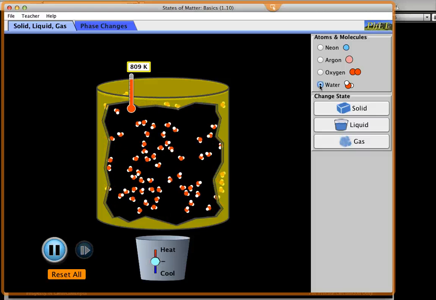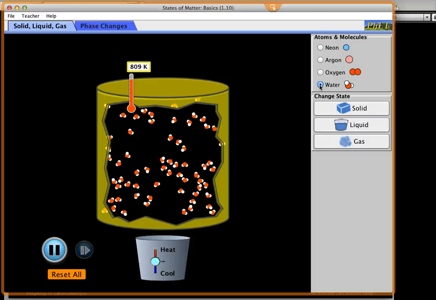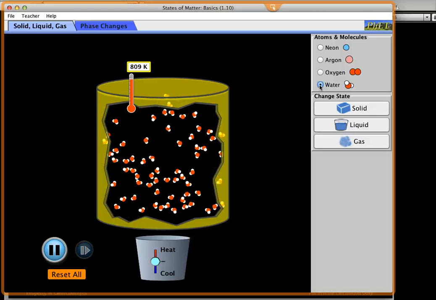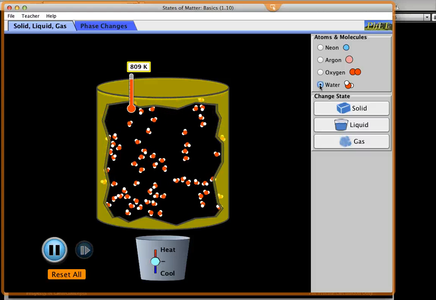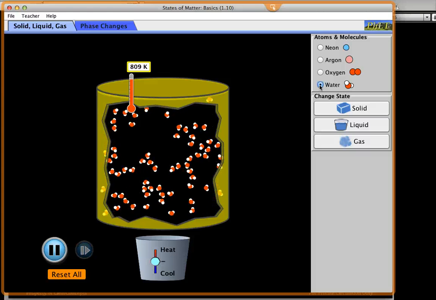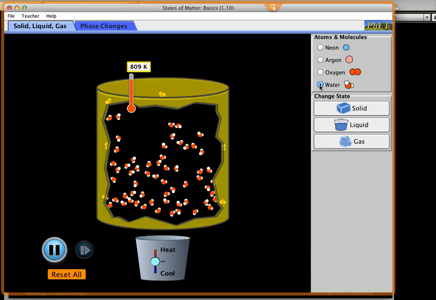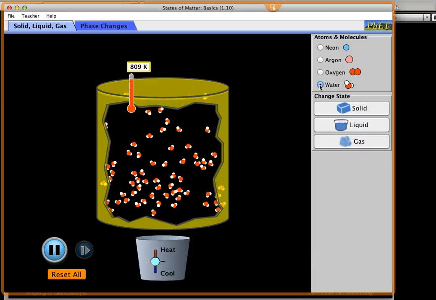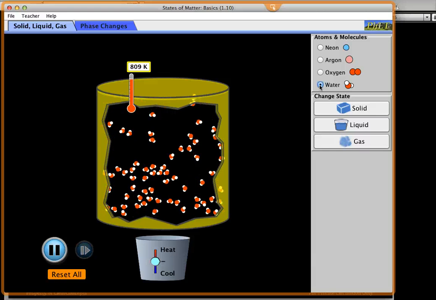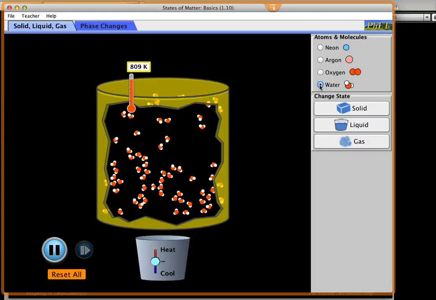Which means that the entropy of this system is, wow, really much more than any of the others that we just saw with neon. Clear? Getting a sense for what entropy is? That was the idea of this experiment. You should get a sense for what entropy is.